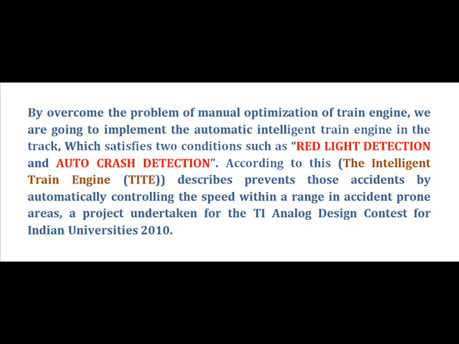By overcoming the problem of manual operation of the train engine, we are going to implement an automatic intelligent train engine on the track, which satisfies two conditions: red light detection and autocross detection. This prevents accidents by automatically controlling the speed in accident-prone areas. The project was undertaken for the TI Analog Design Contest of Indian Universities 2010.